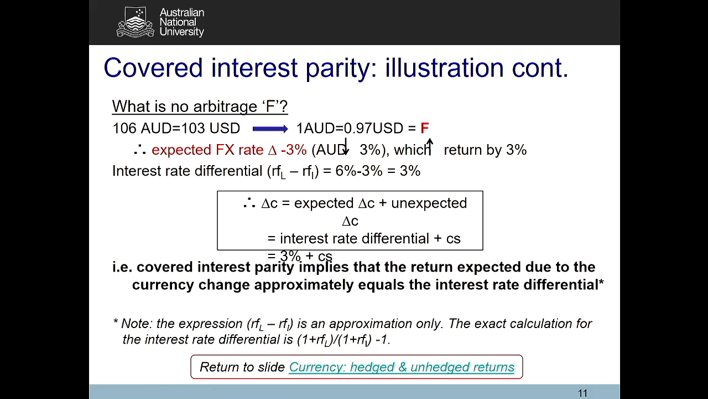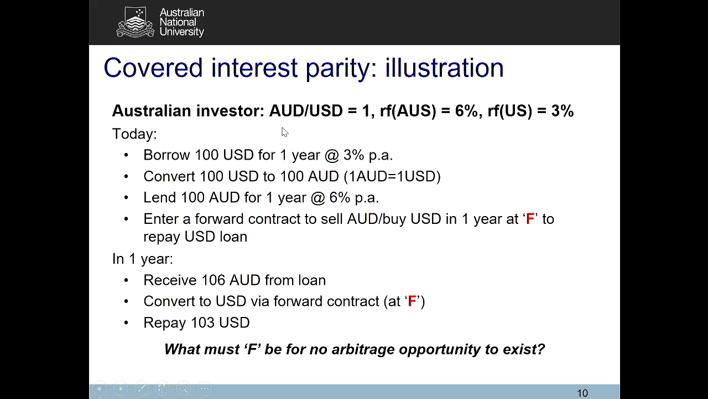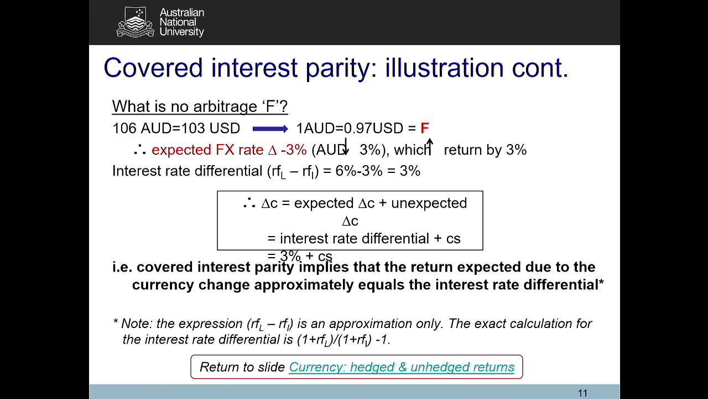Remember, forward rates are a way to gauge market expectations. So we can say that the forward rate implies that the expected movement in the currency is a 3% depreciation. Based on the forward rate, we expect the Aussie dollar to go down by 3% over the next year. If the Aussie dollar goes down by 3%, our return will be boosted by 3%. It's not a coincidence that that 3% is exactly equal to our interest rate differential: 6% local risk-free rate, less 3% US risk-free. That is a slight approximation. I'll come back to that in the end, but that's okay.